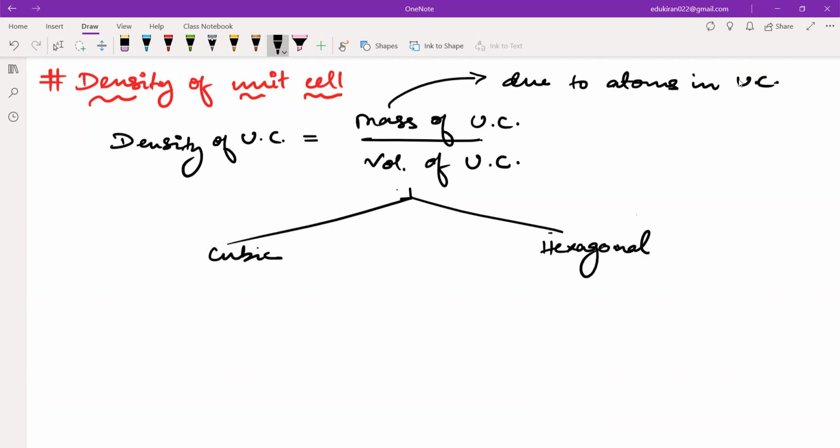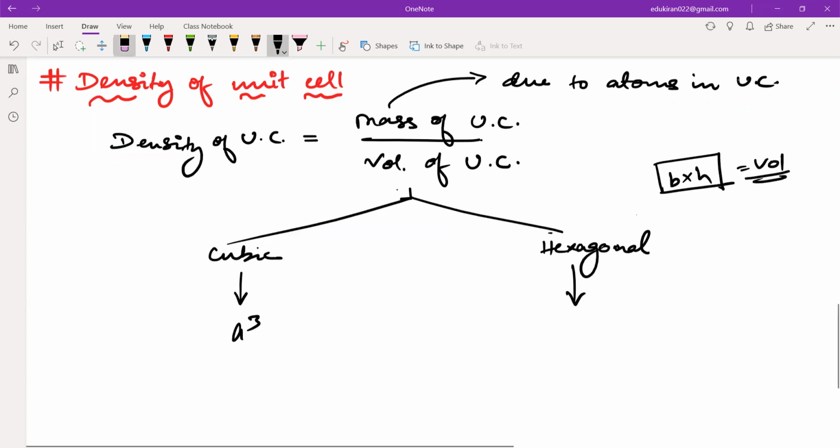Now, don't write anything, please listen. For a cubic unit cell, what is the volume? A cube. For a hexagonal unit cell, what will be the volume? We don't know the volume for hexagonal, but we know a simple case: if I have any 3D object and I know the area of the base, and I multiply that area of base by the height of the 3D object, then I will get the volume.